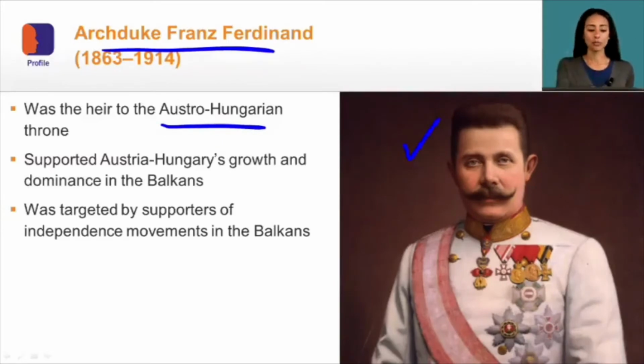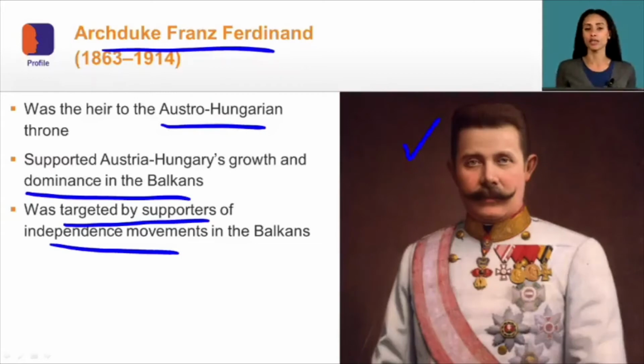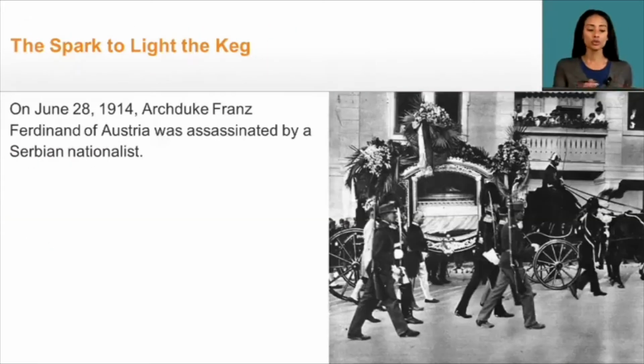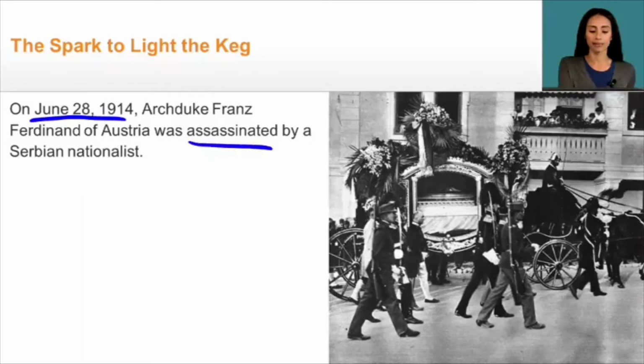Now, Ferdinand supported Austria-Hungary's growth and dominance in the Balkans, which made him a target for supporters of the independence movements in the Balkans. And so in June of 1914, Franz Ferdinand and his wife are assassinated by a Serbian nationalist, and although this assassination isn't going to immediately lead to conflict, it will eventually be the moment that many people cite as what started World War I.